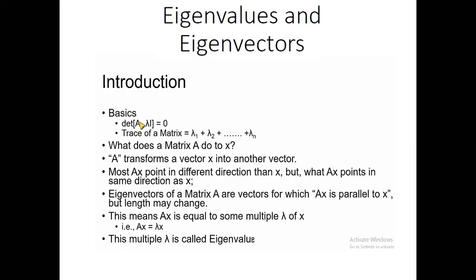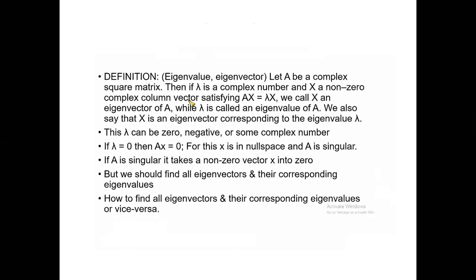So what does this matrix A do to X? The matrix A is just going to transform this vector X into some other vector. And most AX will point in a different direction than X, but these special AX will be pointing in the same direction as X. We'll see this direction part a little later. So the basic concept here is that if you have matrix A and the eigenvalue lambda, then AX is equal to lambda X. We'll see how we can solve this.